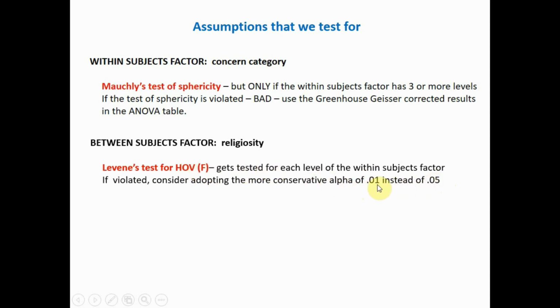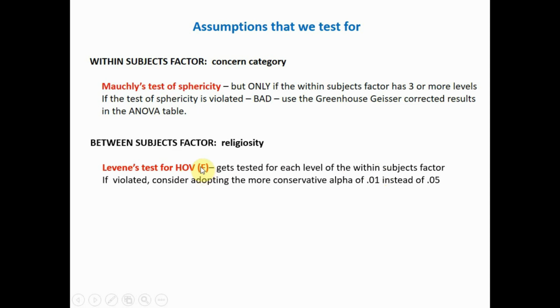And now, finally, the very last thing. When you have a factorial ANOVA, you have a between subjects factor. In the case of a two-way mixed, you have a between and you have a within, right? That's where the mix comes in. Levene's test for homogeneity of variance is actually going to be tested more than once because it gets tested for each level of the within subjects factor. Our within subjects factor had 4 levels. That means HOV is going to be tested 4 times, 1 for each level.